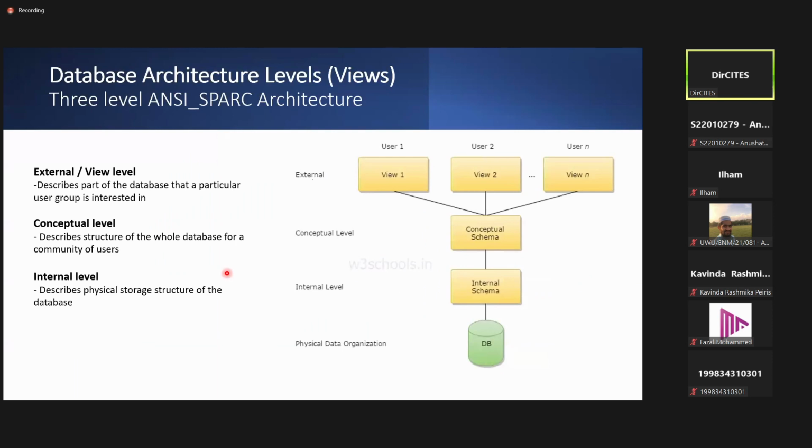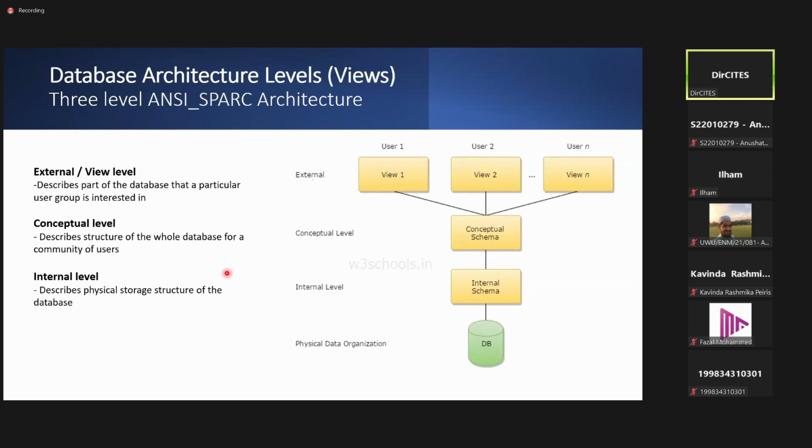Now we go to the database architectural levels or views, as we call them. Under that, we will learn about the 3-level ANSI Spark architecture, or we call it ANSI Spark. So in this architecture, we are going to learn about database architectural levels.